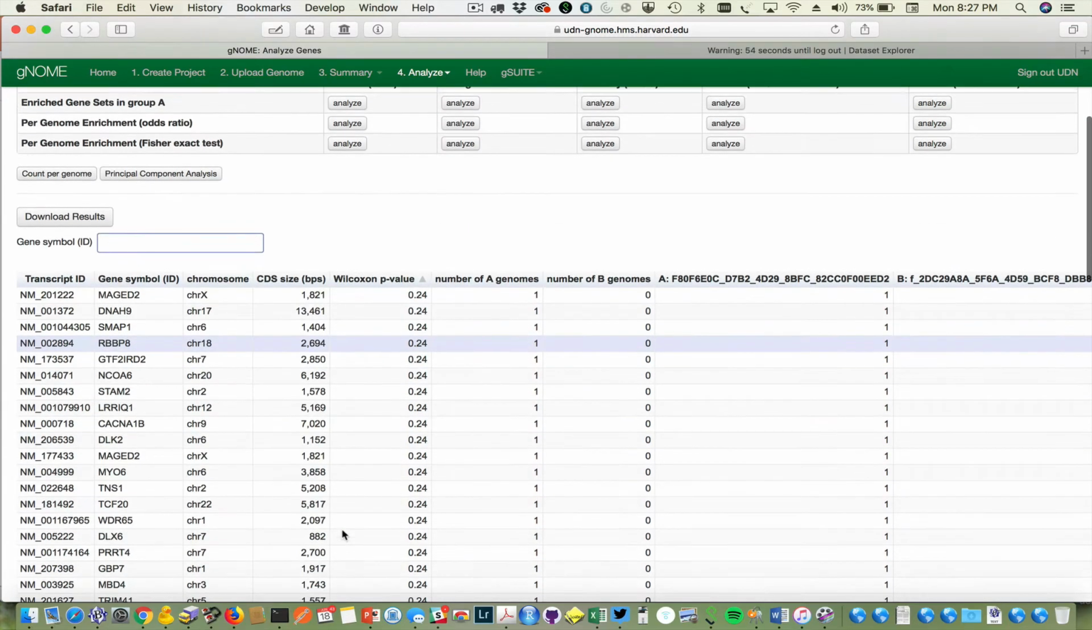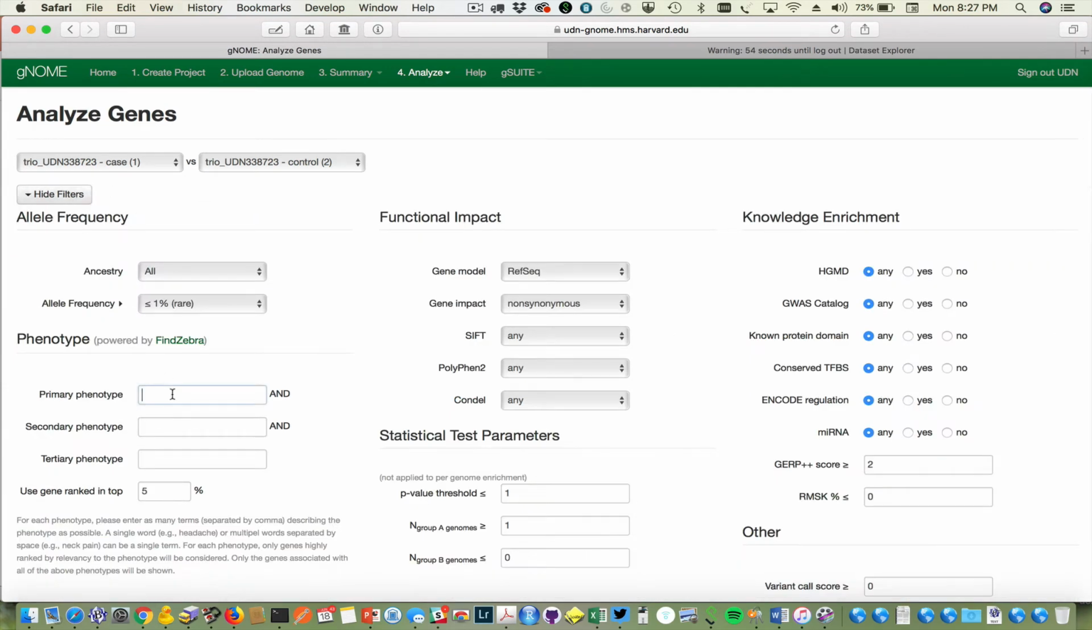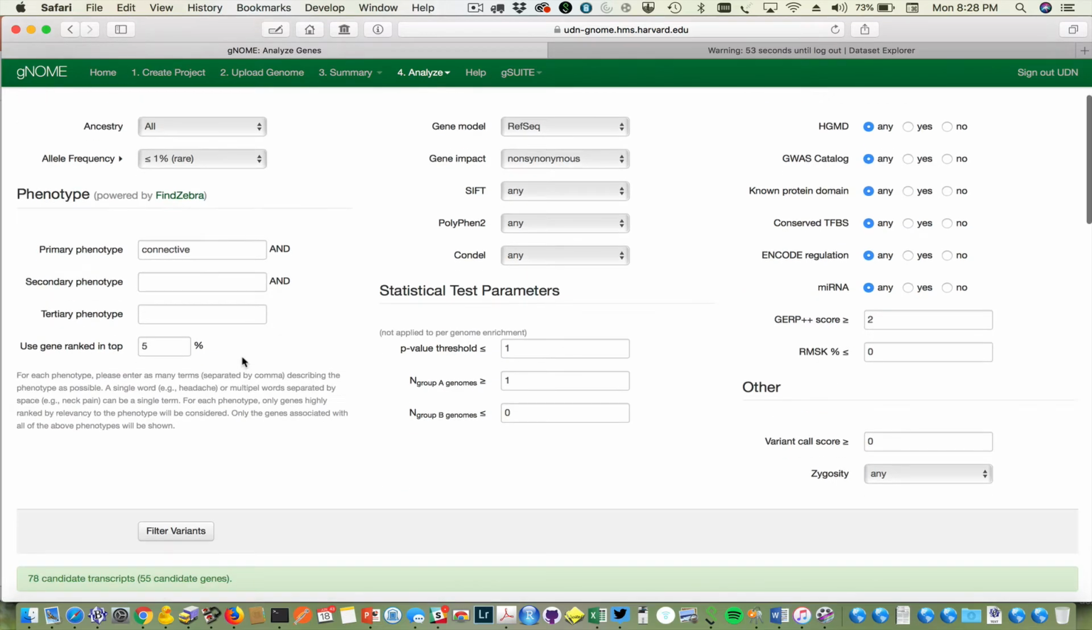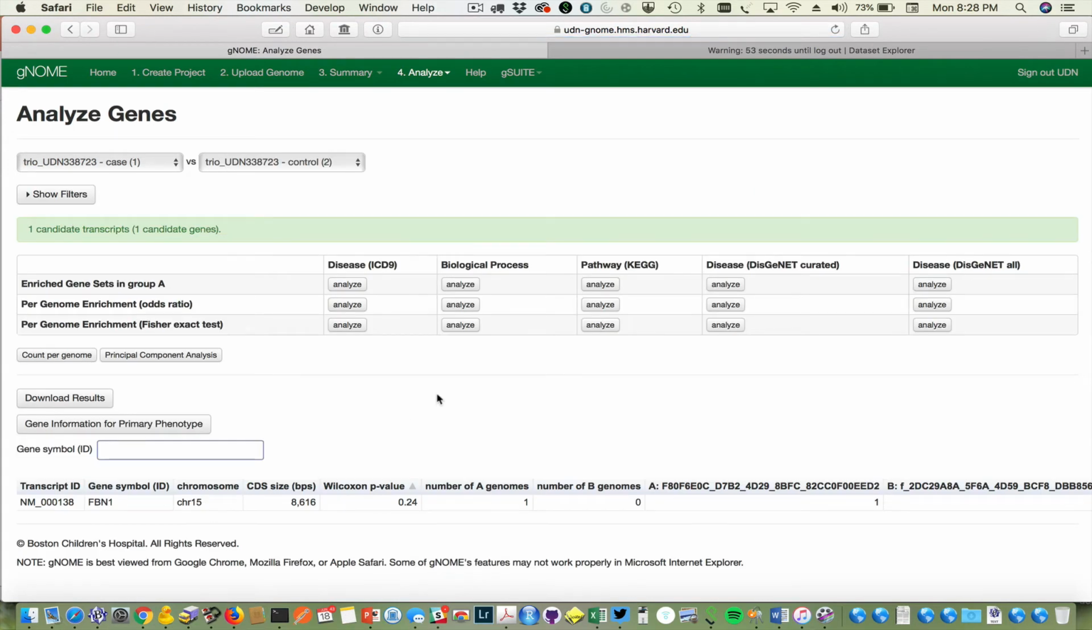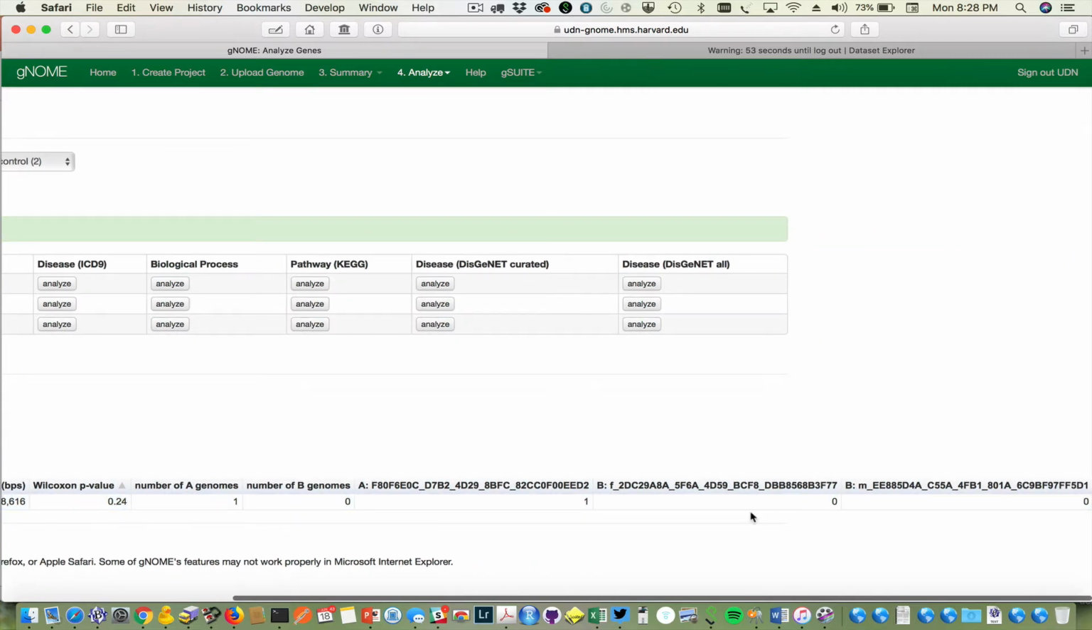55 candidate genes, where I can filter by adding a phenotype of connective tissue issues, and using the FindZebra annotation database that makes the link between potential phenotypes and variants, and then exploring directly from the VCF. That's where you can find the FBN1 gene was affected in the proband and not in the unaffected parent.